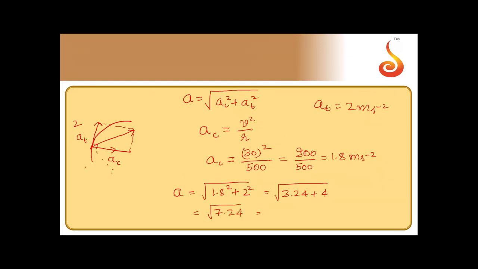So if we look at the options, root of 7.24 cannot be 4.5. 4 square itself is 16. So 2.5 square is 6.25. It should be slightly greater than that. 2 square is 4. It cannot be. So the only possibility is 2.7 meter per second square. So that is option C.